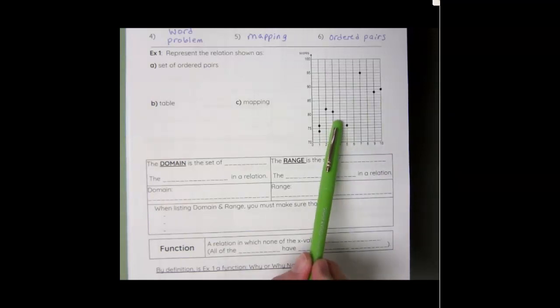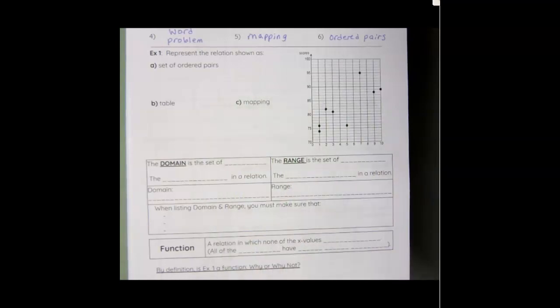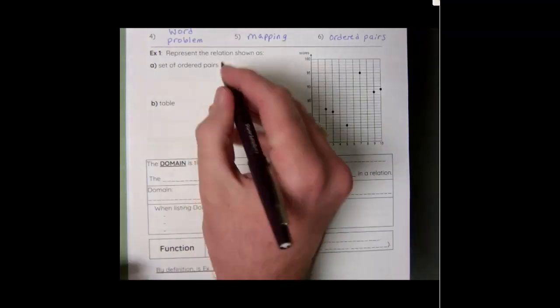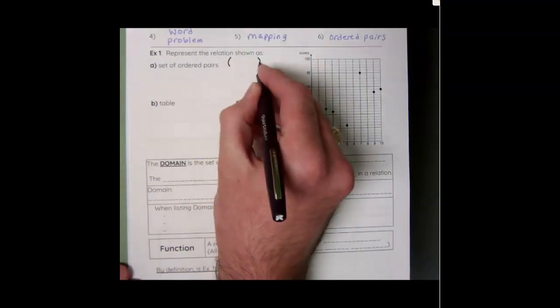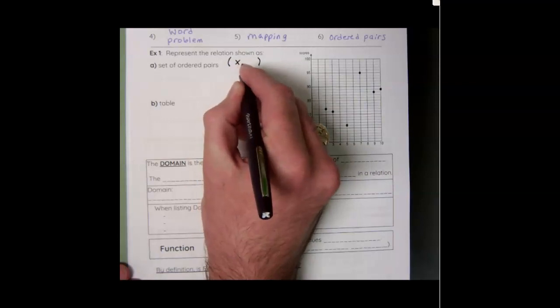So let's take a look at example 1. Let's tackle this. It says, represent the relation shown as a set of ordered pairs, a table, and mapping. So first of all, we've been given a graph, right? And now we need to represent this data in 3 different ways. So the first way is through ordered pairs. Ordered pairs are, in parentheses, x comma y. So you put your x value comma your y value.